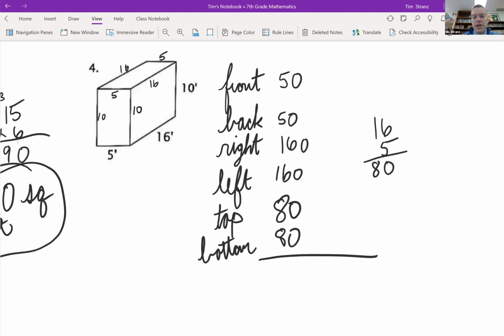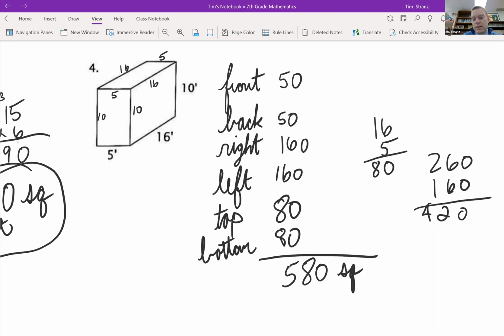Okay, so 50 and 50 is 100. 100 and 160 is 260. Okay, 260 and 160. I want to make sure I do this right. 260 and 160 is 420. 420 and 80 is going to be 500. 580 is going to be 580 square feet. Okay, 580 square feet. All right, moving on to the next page.